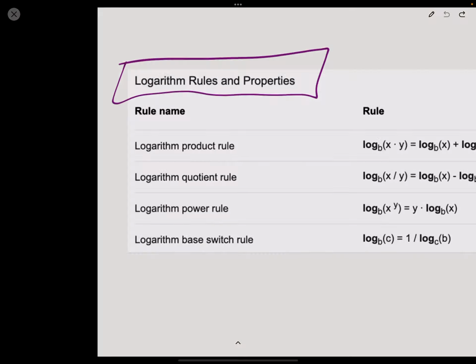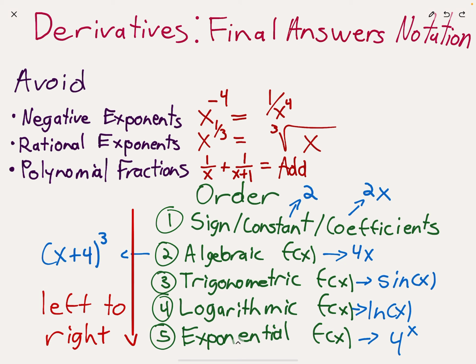So first of all, let's start with our final answer notations. What to avoid in the final answers? What do we not want to see in the final answers? Remember, never negative exponents. I'm writing a little example here. If we have a negative exponent, always make it positive. Also, if you have any rational exponent, any fraction as an exponent, you should make it a radical every single time. You should change it at the very end.